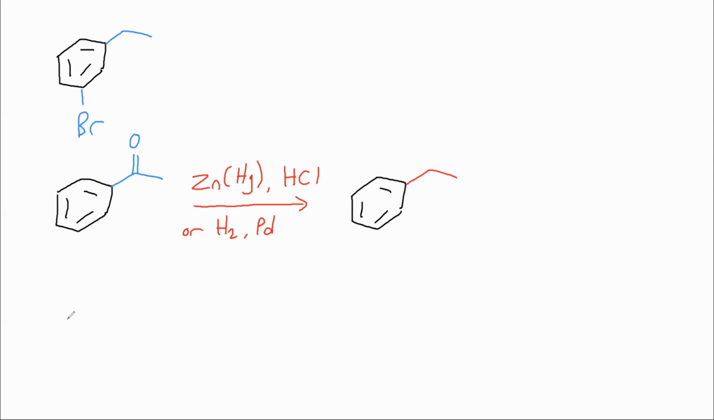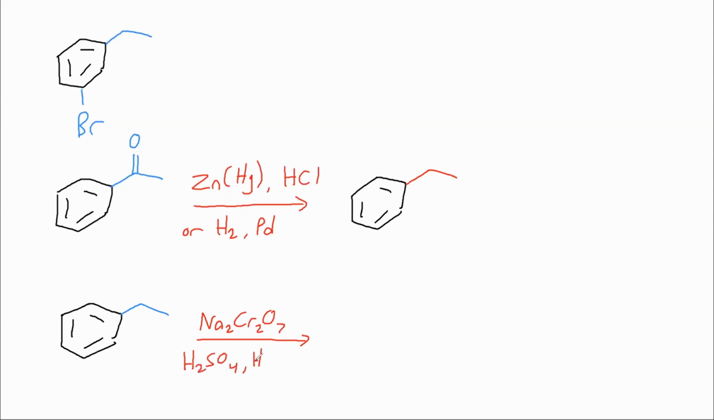Just like before, we can go the opposite direction, so starting with ethylbenzene. We can actually expose this to the Jones oxidation conditions. Remember, that's using some dichromate salt, so like sodium dichromate, with aqueous sulfuric acid. And this will oxidize the alkyl group to the carbonyl group here.